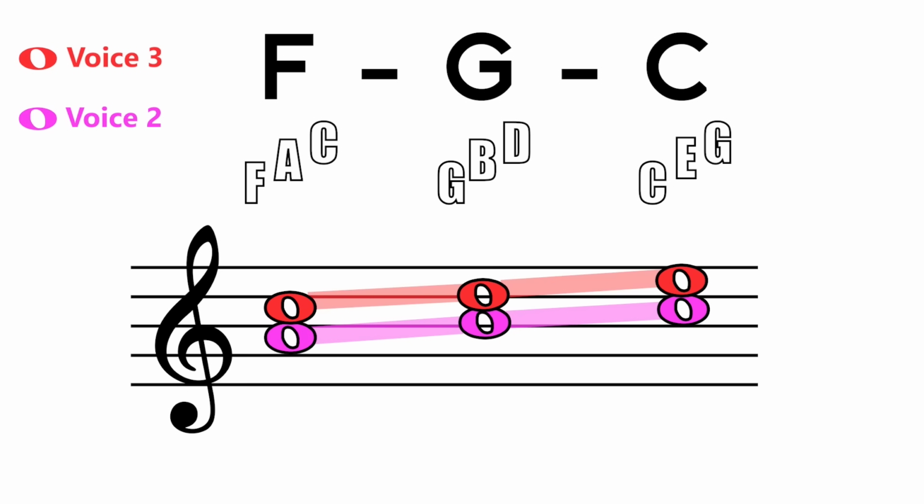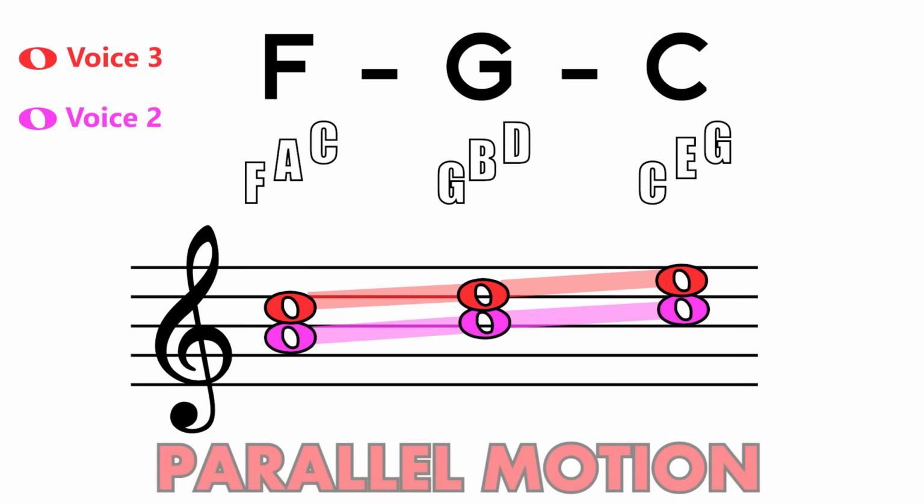They're both moving up together. We call that parallel motion. They're both moving up in the same interval types. They're moving in groupings of second, either a major second or a minor second. And they just move up together in parallel.